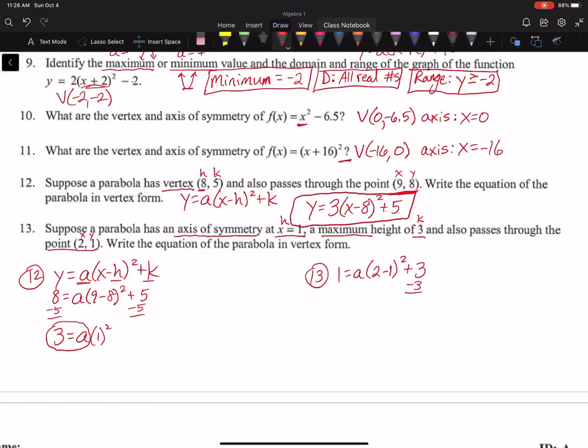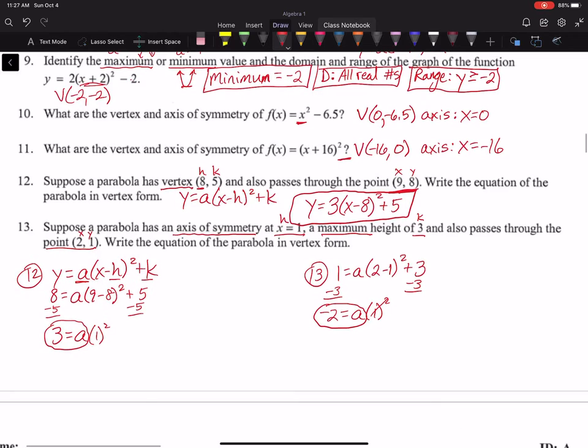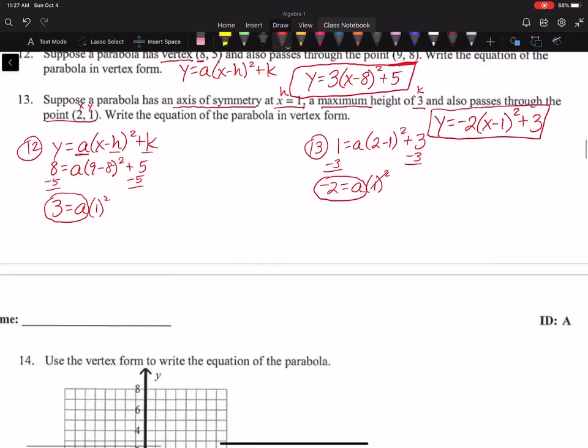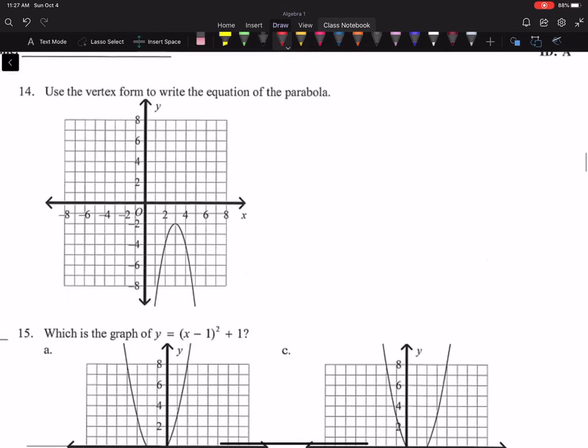And we subtract 3 from both sides. That's negative 2 equals a times 1 squared again. Again, 1 squared is just 1, so a equals negative 2. And then you plug it in to get your final answer. So my final answer will be y equals negative 2 times x minus h, well, h was 1, squared plus k. k was 3 from your maximum. Okay. Moving on, number 14. Same type problem again.